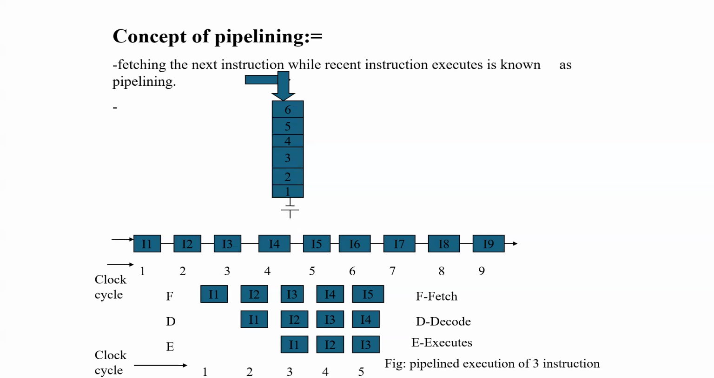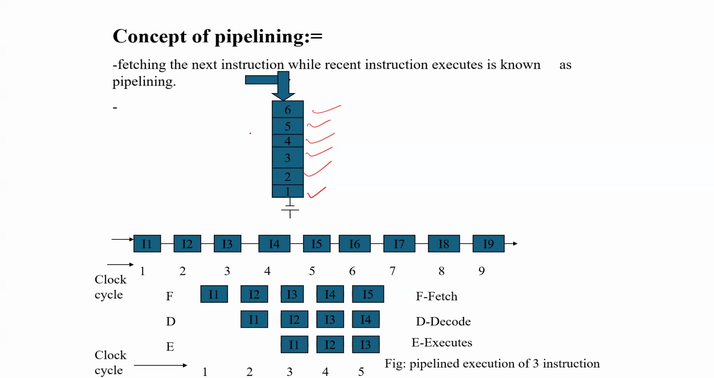So what is the meaning of that? What is an instruction? When I'm giving some command to the 8086 microprocessor, these commands are called the instructions. So different instructions we have to give to the 8086 microprocessor as per my work or as per my need. Okay. So suppose in this example, this is the instruction queue. Suppose I am giving instructions 1, 2, 3, 4, 5, 6 to the 8086 microprocessor.